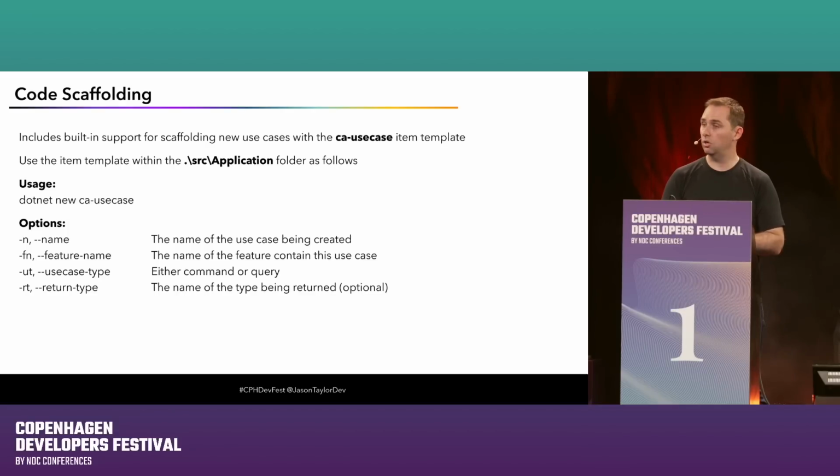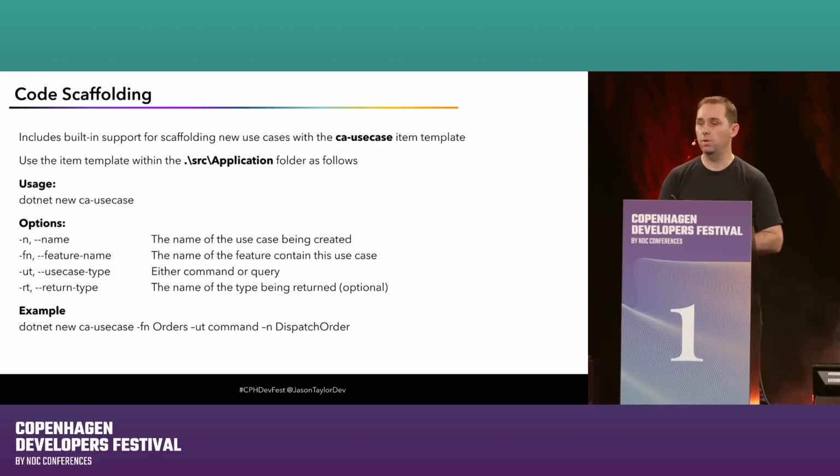So we run it by going .NET new CA use case, and there's a number of options that we can specify. First thing is the feature name, and that will go ahead and create a feature folder in the application directory if it doesn't exist. Then we have the use case type, either a command or query, because in this approach we're using CQRS. Next we have the name, which is the name of the use case being created. So let's give some examples. The feature name might be orders, and the use case name might be dispatch order. And then finally, we have the return type, which is optional, depending on what type of use case you're creating.